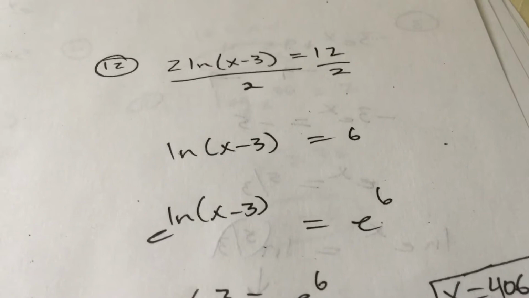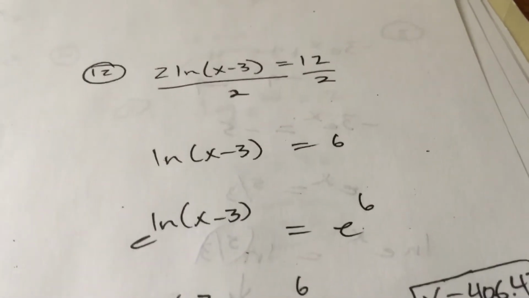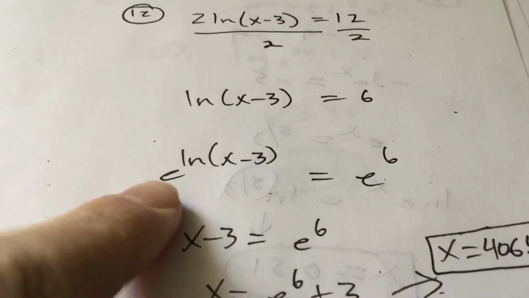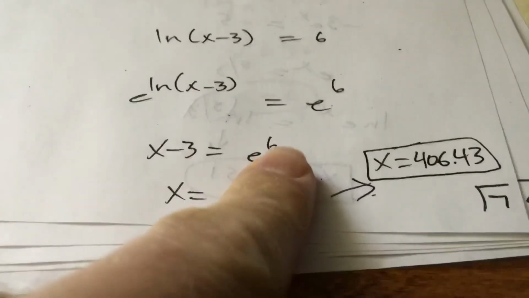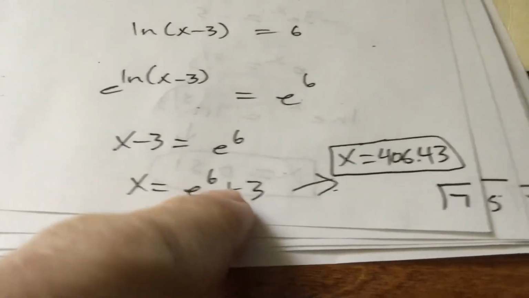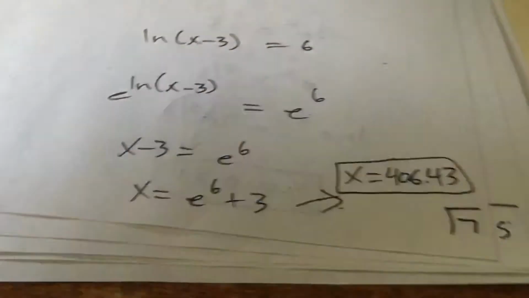All right, I'm going to do the same thing here, but we got to get natural log all by itself, so we got to divide both sides by 2. Then natural log of x minus 3 equals 6. We attach e as its base. X minus 3 comes on down, equals e to the 6th. E to the 6th plus 3. That's your answer.